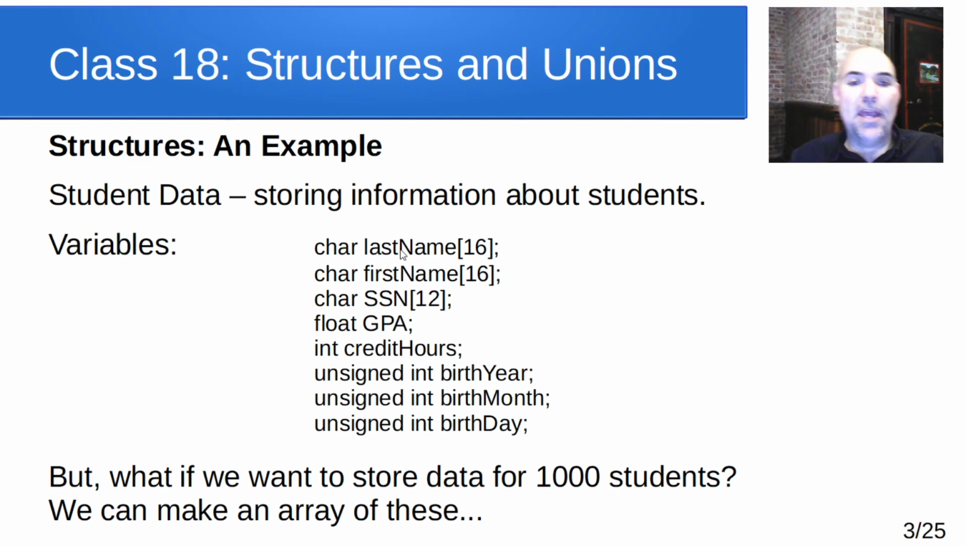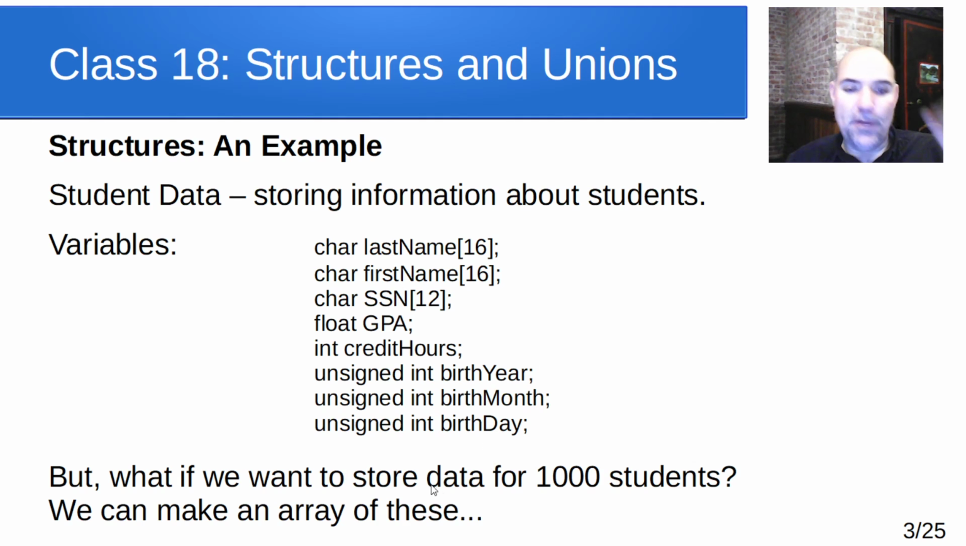So the variables for storing that student look like that. We have a 16 byte array for the last name, a 16 byte array for the first name, 12 bytes for the social security number, a floating point variable for the GPA, an integer for the number of credit hours completed, and then maybe an unsigned int for the birth year, an unsigned int for the birth month, an unsigned int for the birth date. So the idea here is that you could fill in all of these things. Now notice in this case that we're not using a structure. This is all just separate variables. There's nothing here that we haven't seen before.